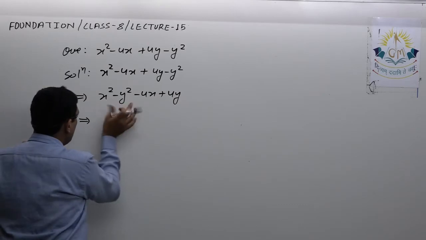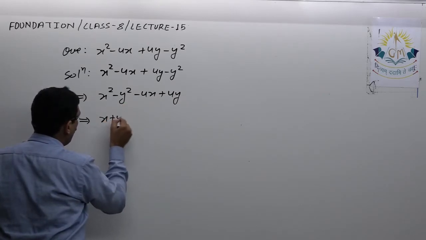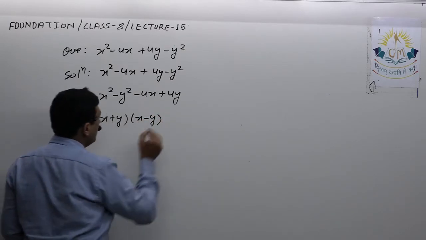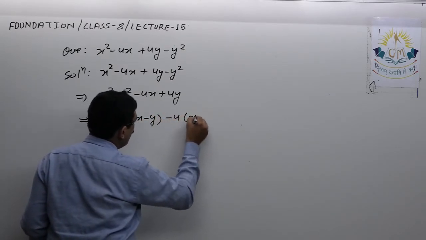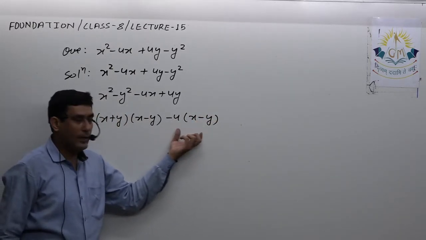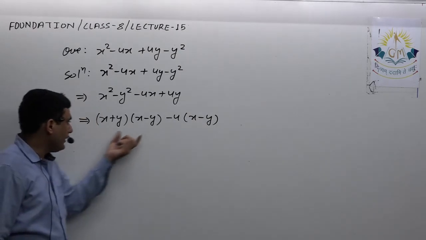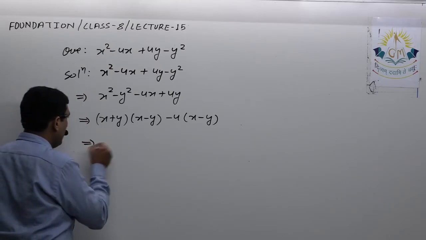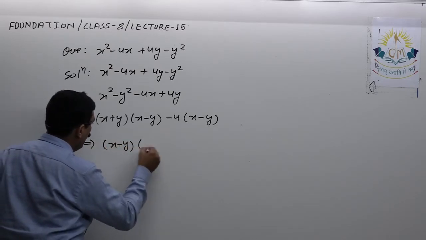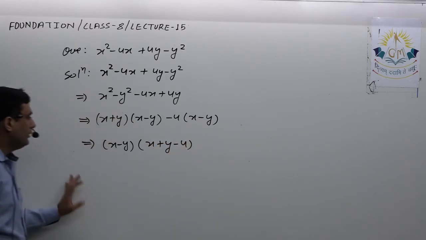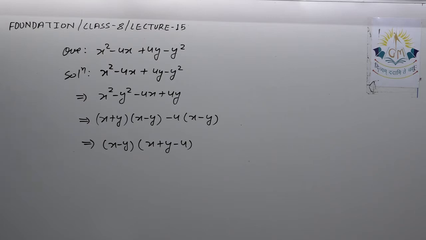From these two, here I can apply the identity, that is x plus y into x minus y. Over here, I can take minus 4 common, that gives me x minus y. Now you can see these two have x minus y common, isn't it? So here I write x minus y, and here it will become x plus y minus 4. So this is my final answer. So please note it down. Then we'll see the next question.